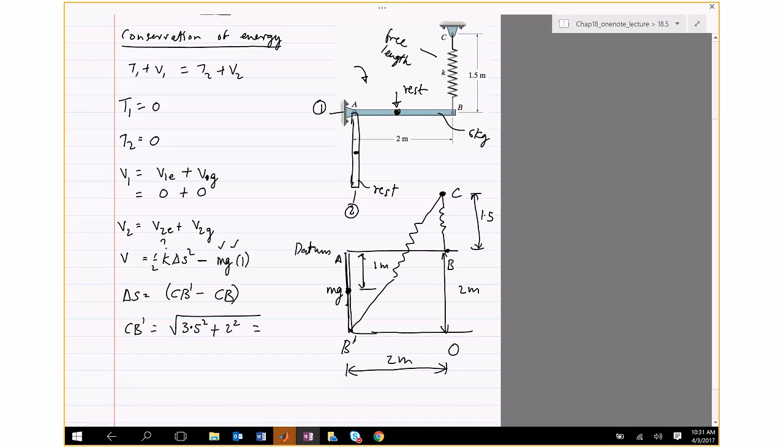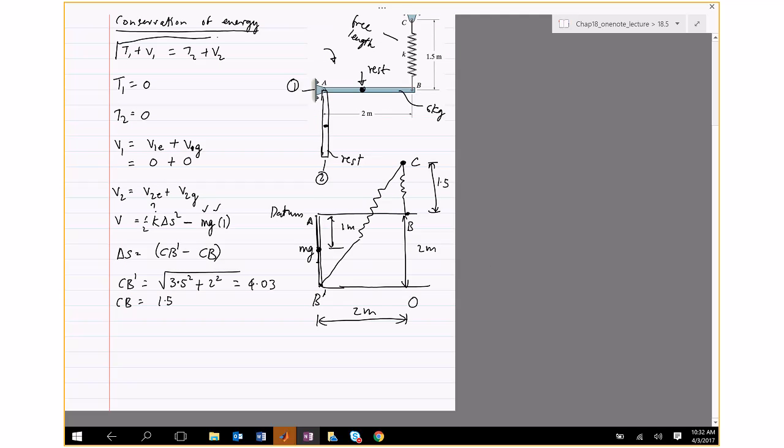That comes out to be, anybody can do the math on that? I don't have the answer here. 4.03. Okay. And CB is 1.5. So we are set to go.